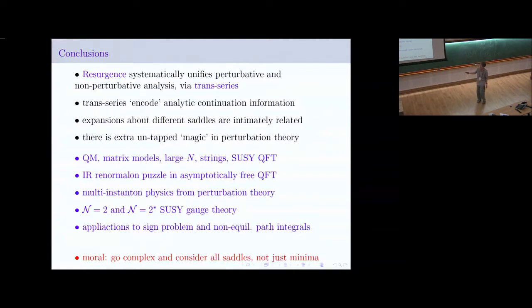But I've shown you some examples from quantum mechanics, one from matrix models in large N, and Ricardo, is Ricardo here yet? No. Okay, so Ricardo Schiappa will give a lecture during the workshop showing you some of the amazing results coming from applications to string theory, and particularly topological string theory. It's as if resurgence was invented for the subject. It's just really beautiful. He talked about how it resolves this infrared renormalon puzzle in asymptotically free field theories. At least we understand it now for these two-dimensional sigma models.